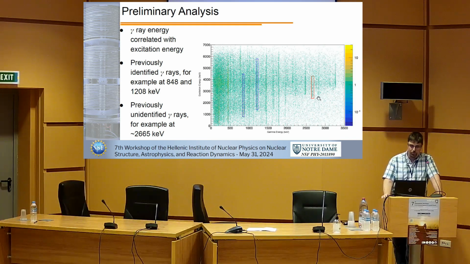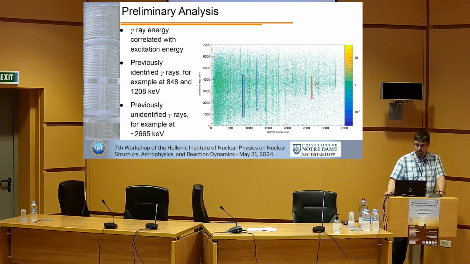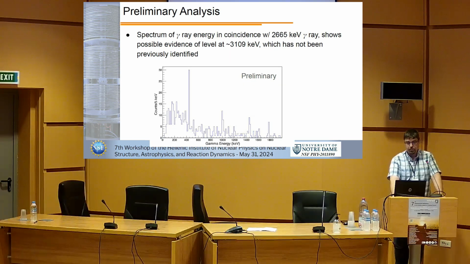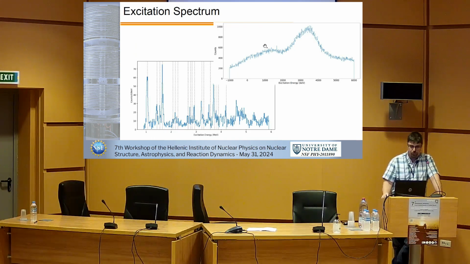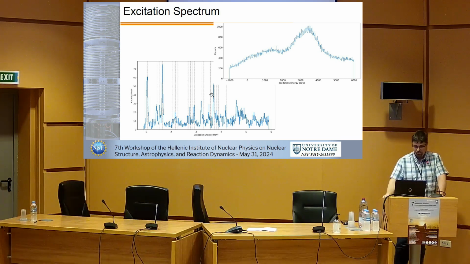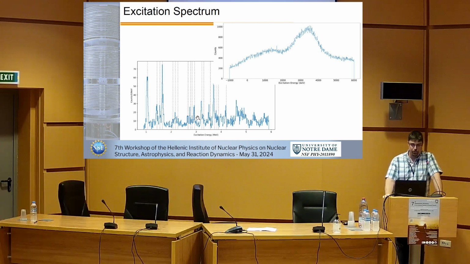In particular, this one here, this 2665, is a new gamma ray that hasn't been seen in previous measurements. If we gate on that gamma ray and project out other coincident gamma rays, we see another gamma ray right around 411, which gives us evidence of a new level at 3109 that no one has previously seen before. Now, if I go back and look at our spectrum from our ENGI data, we actually see this peak right here very weakly. But this is just from one particular angle.